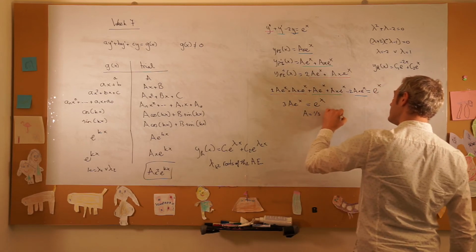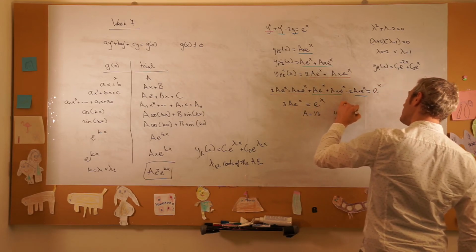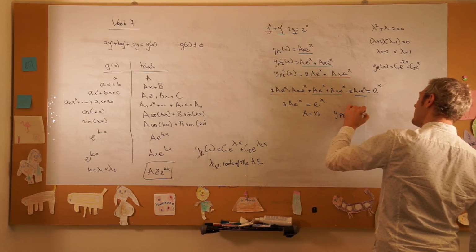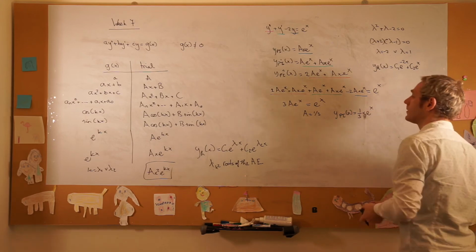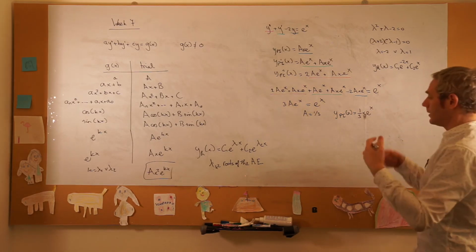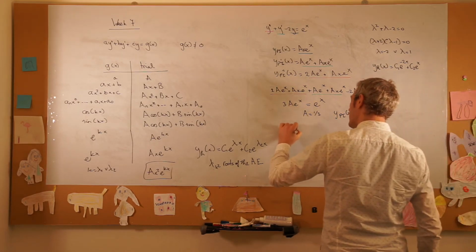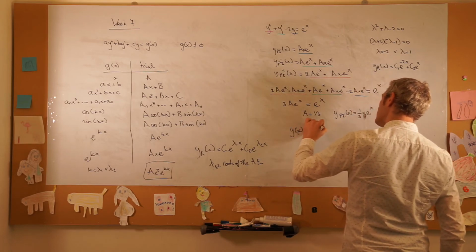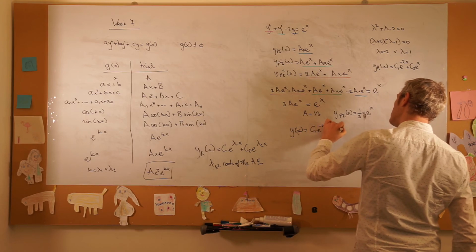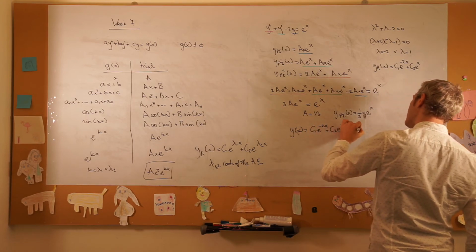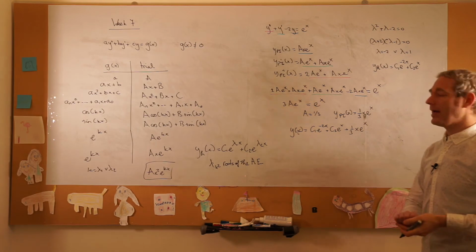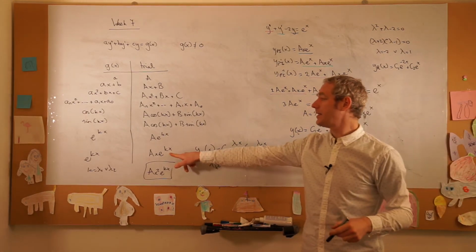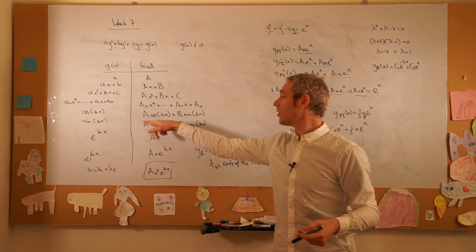So my particular integral is 1/3 x e to the power of x. My total solution would be then y of x is equal to c1 e to the power of minus 2x plus c2 e to the power of x plus 1/3 x e to the power of x. And that is this case here. Well, the same goes for sines and cosines.